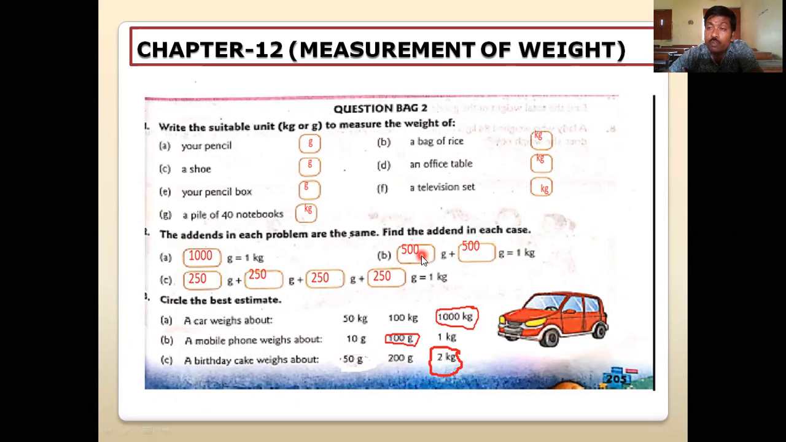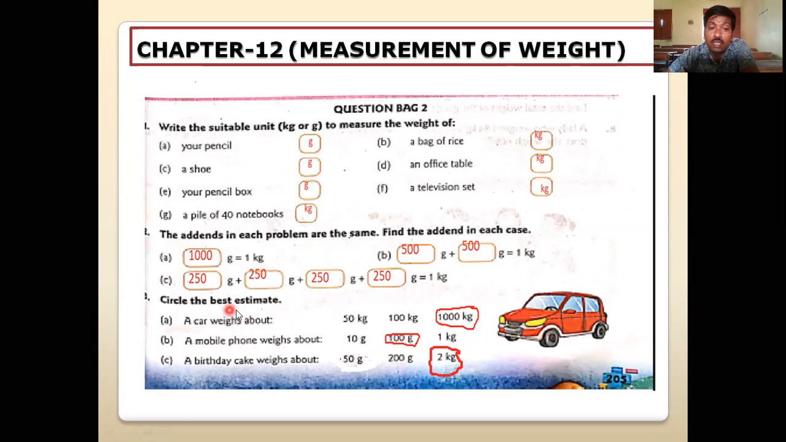Okay, and both 500 and the 500 are equal. Now here is the 1 kg also. Now we will arrange the 1 kg in 4 parts. When we add 250 gram 4 times, we get the 1 kg. 250 plus 250 makes 500, and 500 plus 250 is 750, and 750 plus 250 we get 1000 gram, and 1000 gram makes the 1 kg.